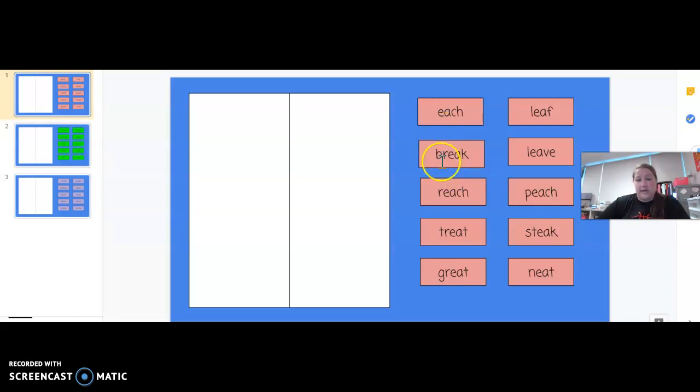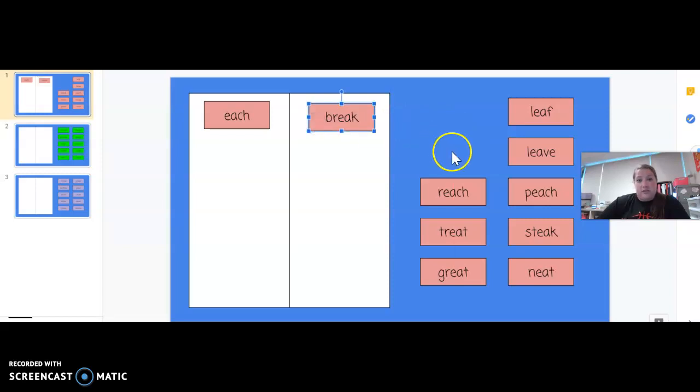So those are the 2 sounds you're looking for or listening for when you read through the rest of your words. I'm going to take each and put it on one side of my chart, and then I'm going to take break and click and drag it to the other side of my chart. From now on, you're going to do that. So next word is reach. Hopefully, you'll be able to determine which one this goes under, either each or break.